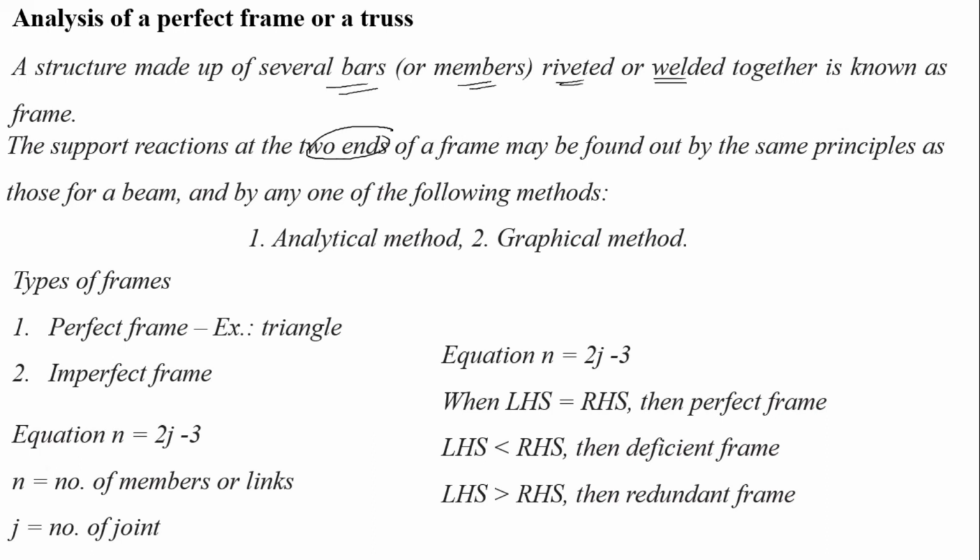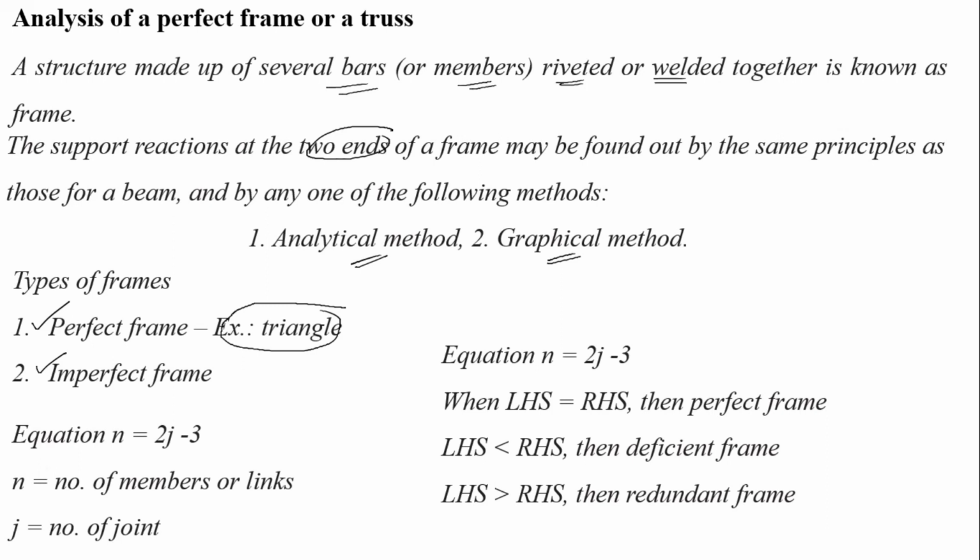And so we can solve this analysis by two methods. One is the analytical method, another one is the graphical method, right? And the types of frames are divided into two categories. One is the perfect frame, another one is the imperfect frame, right? The example for a perfect frame is a triangle, which we will discuss in our next slide.